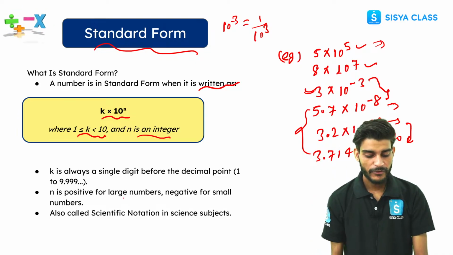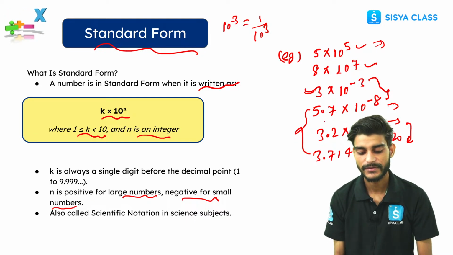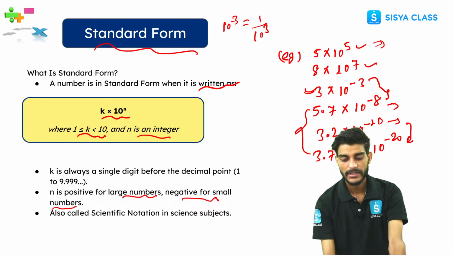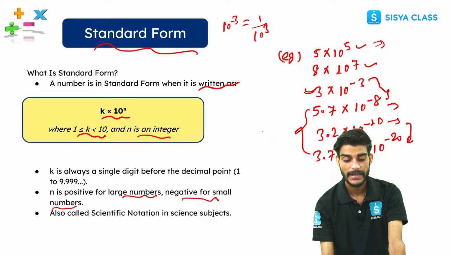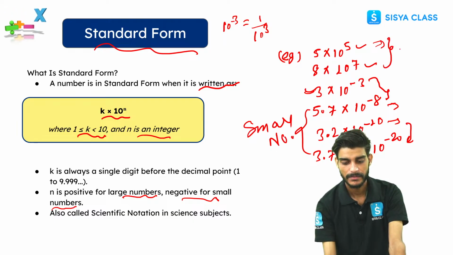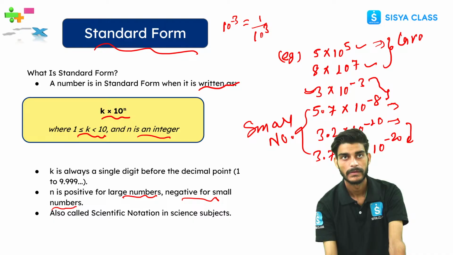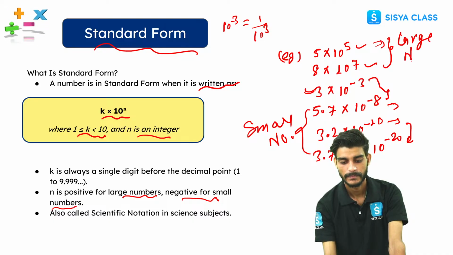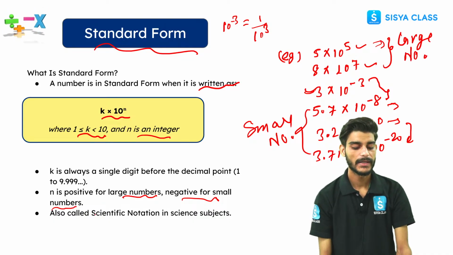n is positive for large numbers, negative for small numbers. That is why I have written n negative for small numbers. These are small numbers, and these are the large numbers, right? These are smaller and these are large.